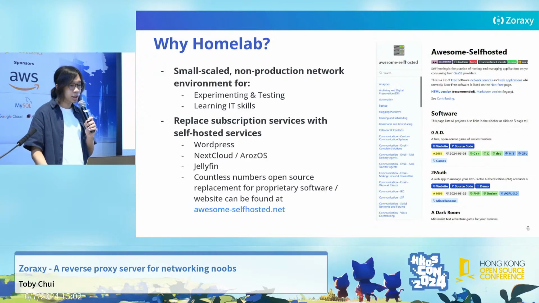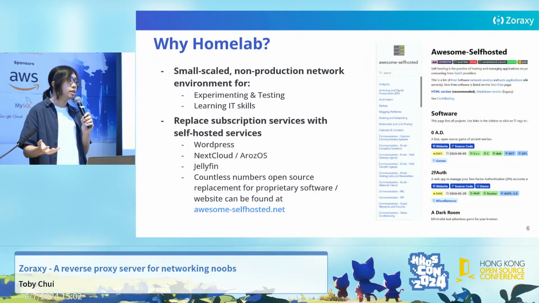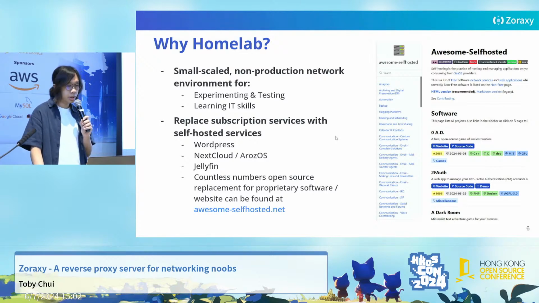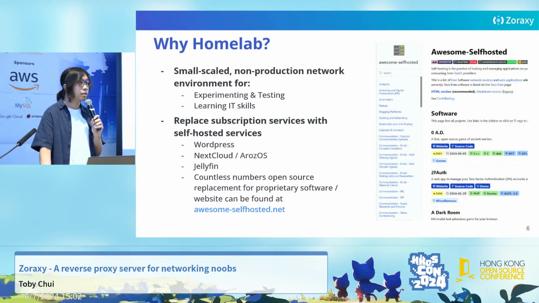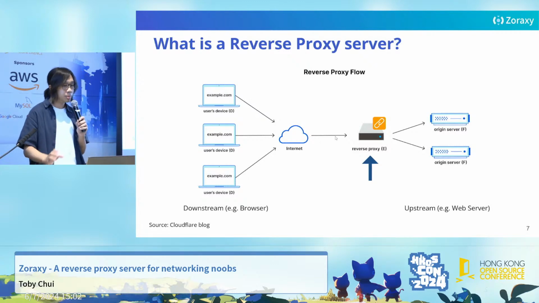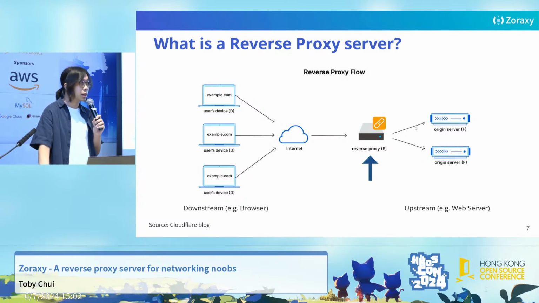But recently, I'm seeing more and more people hosting their own servers, maybe on an old PC or an old Raspberry Pi, for hosting services to replace subscription services, like maybe Nextcloud for Google Drive, or Jellyfin for replacing Netflix, etc. In such a scenario, a reverse proxy server is really important because it helps proxy the request from your downstream devices, like your laptop with browsers, to upstream servers like origin servers, like web servers, for example.